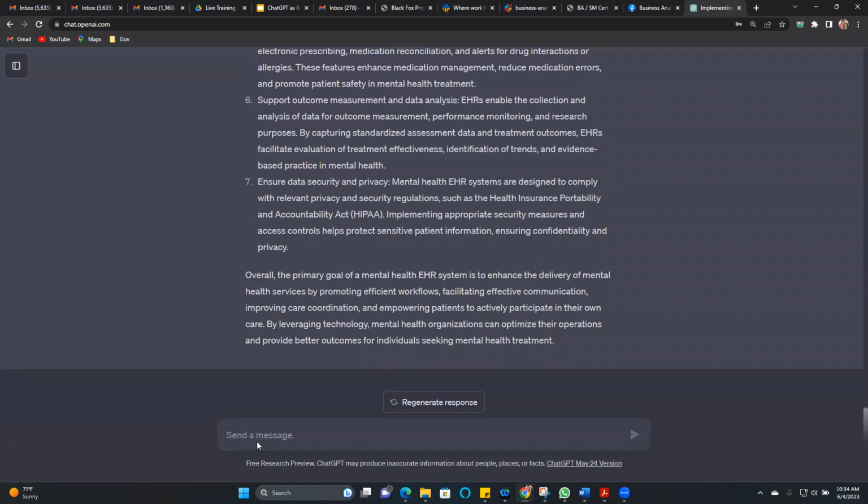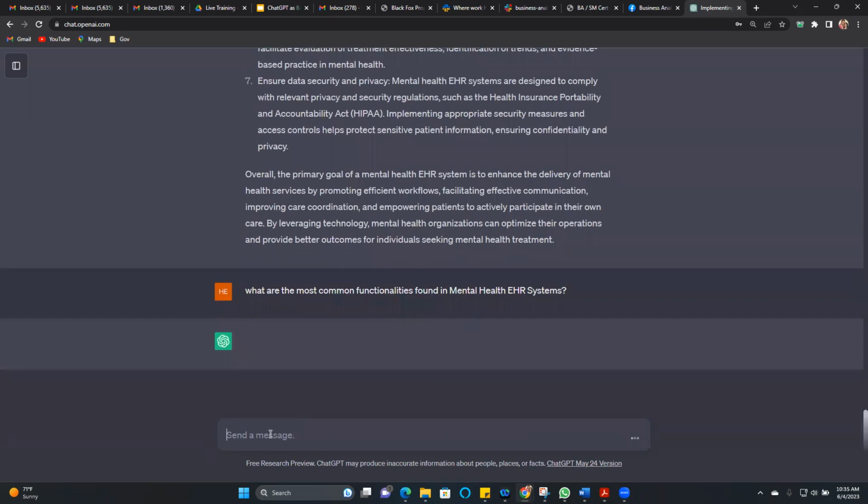What are the most common functionalities found in mental health EHR systems? And again, you guys, I just picked this scenario out of a hat. You can substitute the project scenario based on what it is you're working on and see how it goes. What are the most common functionalities found in mental health EHR systems? Okay, so let's see.